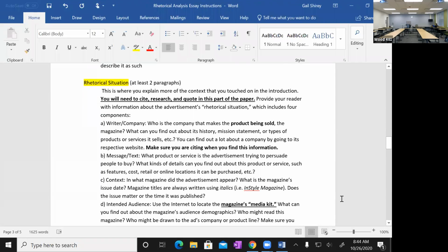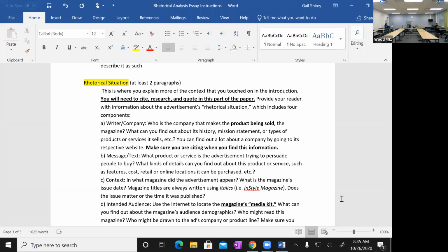The next section is rhetorical situation. This is where you're talking about the context of where you found the ad. Therefore, you need to understand and do some research on where the ad appeared. So for example, if it's a magazine, this is an easy one to do. You research the media kit for the magazine, and it will give you all the information you need. Things like the writer or the company, who's the company making the product, who owns the magazine. So who is the company that makes the product being sold?